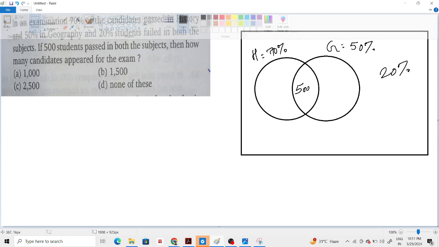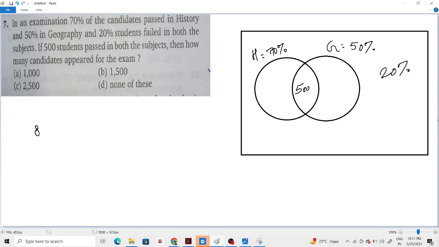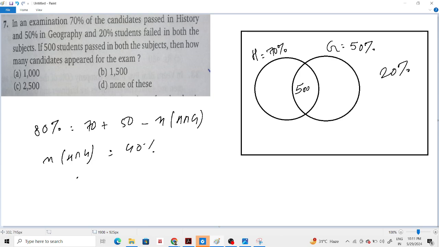So 20% is the outsider part. When I subtract 20% from 100, it becomes 80%. So 80% is the union part. That is the H union G, which is n of H, that is 70, n of G, which is 50, minus n of H intersection G. So n of H intersection G is 120 minus 80, that is 40%. And this is 500 given, which is nothing but 40%.